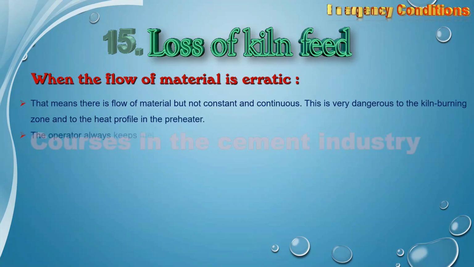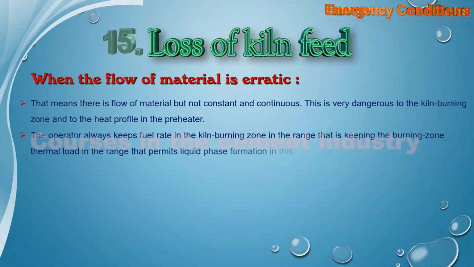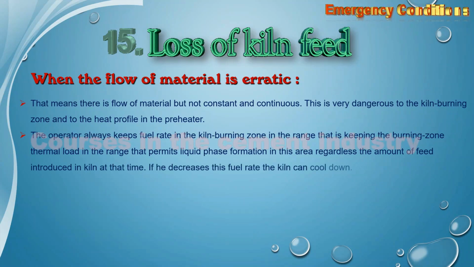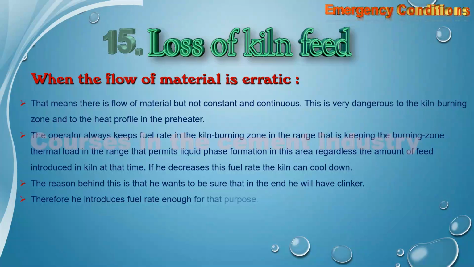The operator always keeps the fuel rate in the kiln burning zone in the range that keeps the burning zone thermal load in the range that permits liquid phase formation in this area, regardless of the amount of feed introduced in the kiln at that time. If he decreases this fuel rate, the kiln can cool down. The reason behind this is that he wants to be sure that in the end he will have clinker. Therefore he introduces fuel rate enough for that purpose.